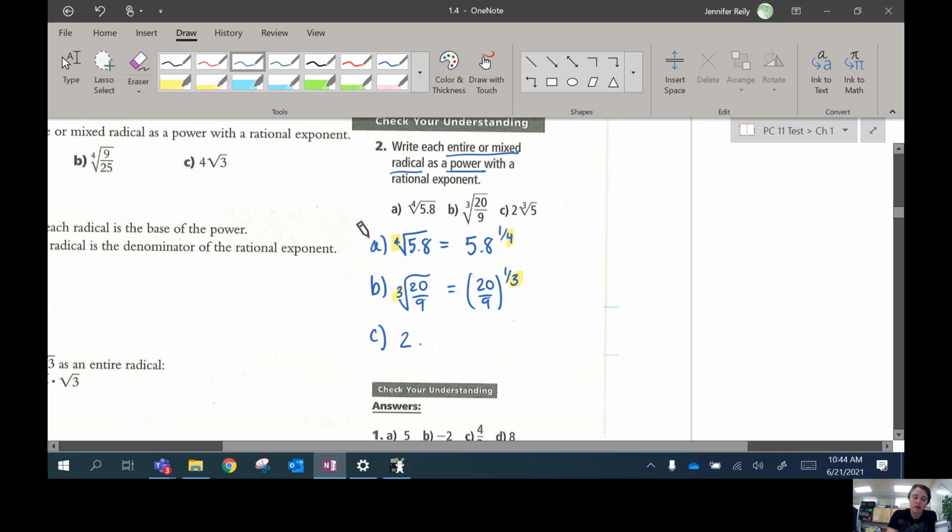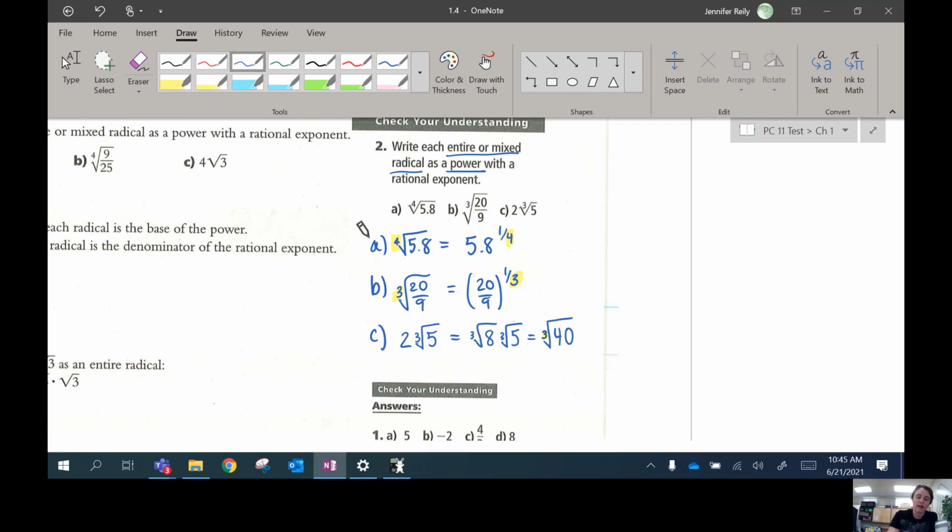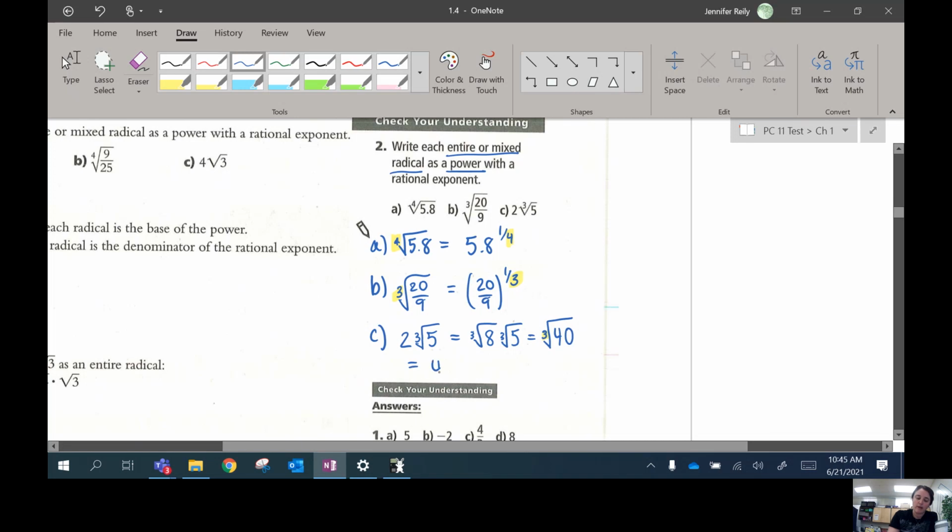So in order to change it, I would have to write it as an entire radical first. That goes back to the last lesson. So if you need a quick review on that, you need to head back to the last lesson, but I'll do it quickly here. 2 is the same as the cube root of 8. And then remember, I can put these together under one roof here. So 8 times 5 is 40. And then the cube root of 40, we can write as 40 to the power of 1/3.